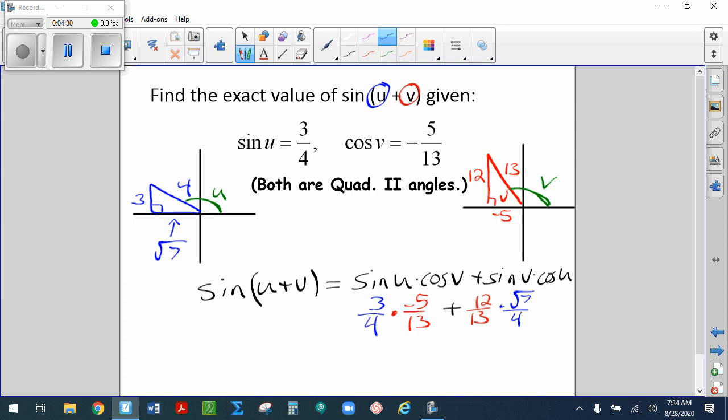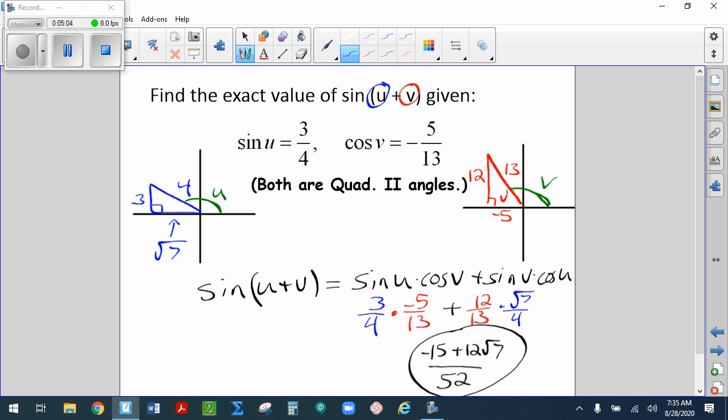So my denominator is 4 times 13, which is 52. Think of cards, 52 cards in a deck. And then on top I have 3 times negative 5 is negative 15. And then I have 12 root 7. So I could use my calculator to double check that. I'd have to find out what angle U and angle V are in order to do that. But that's the process you're going to go through.